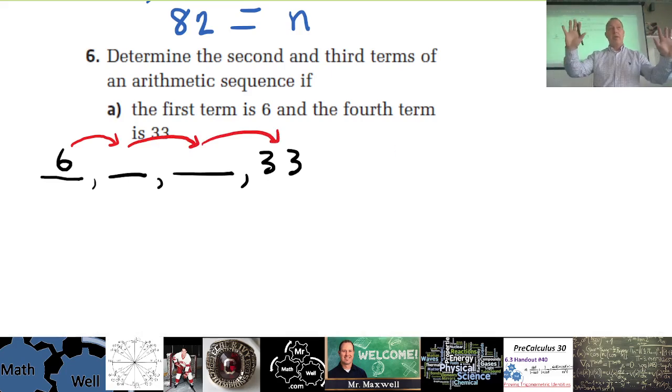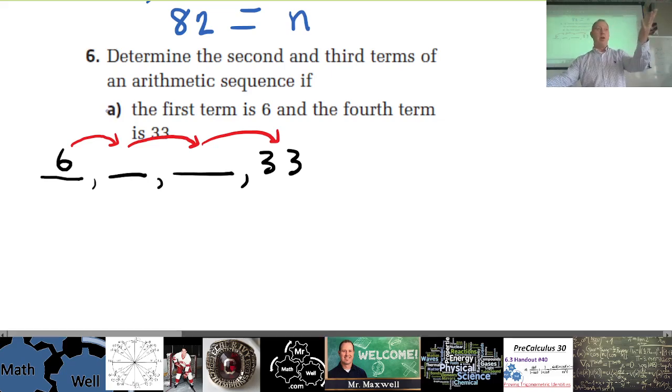So I'm going to stop there. Does anyone want to help me through this now? What would you do here? What jumps out at you? Yep. I thought you could do like, if you did 33 minus 6, that'd be the difference between them. Okay. If you divide that by 2, you'd have the. Okay, I think you're on a good track there.